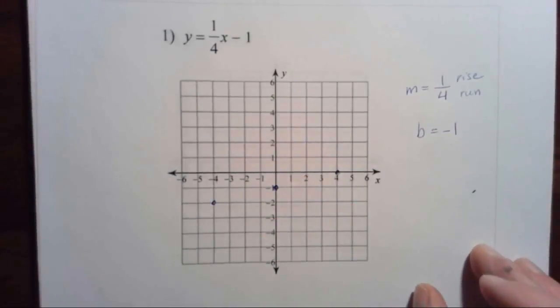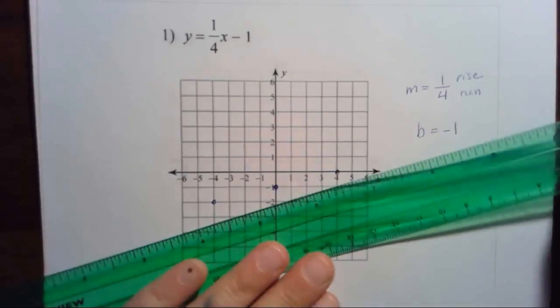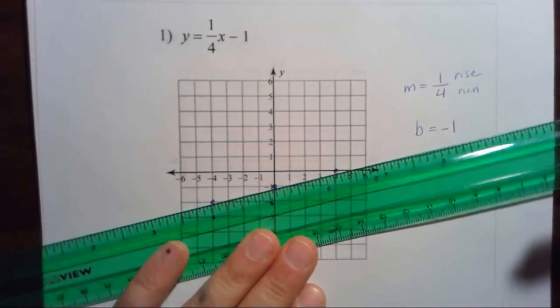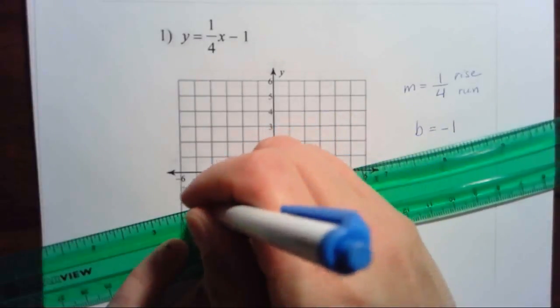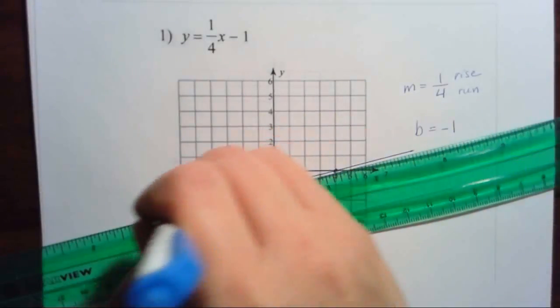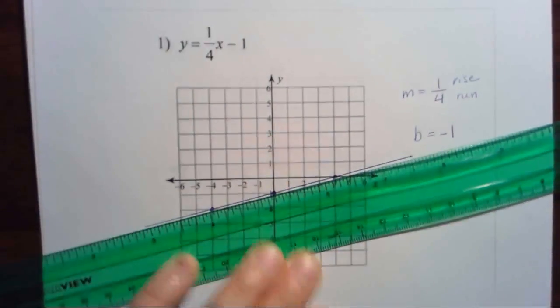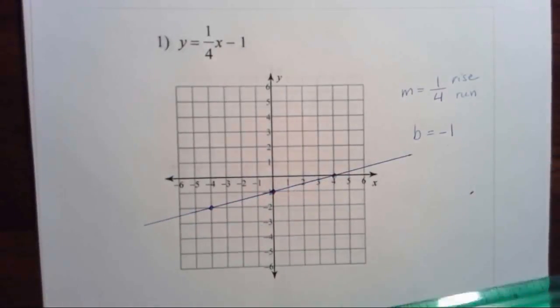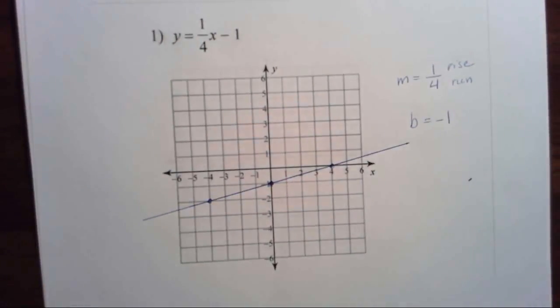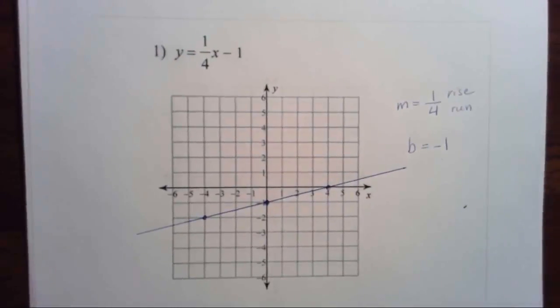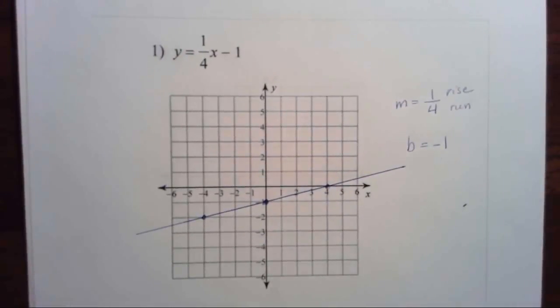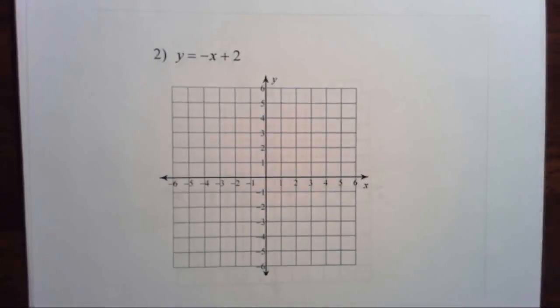There you go. And once again, I can use a ruler. Go ahead and draw a line. And voila, here's my line. How's it going? Okay, one more, because I like this one a lot.